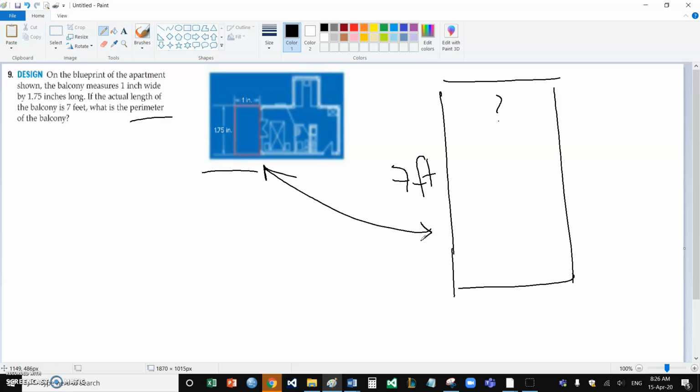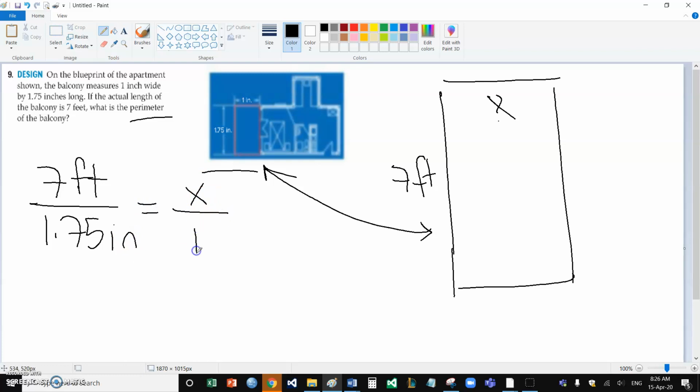We know that these are proportional, then we can find x. Let's say the width is x. So 7 feet over 1.75 inch equals x over 1 inch. Now this is in feet. We need to convert that to inches. 7 times 12 is 84 inches.